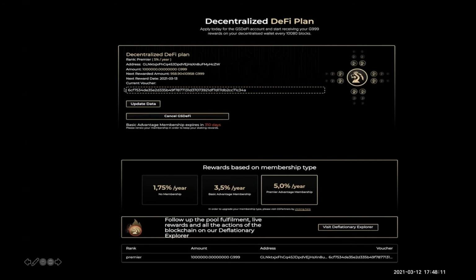So, just to go over it, I got 1 million coins sitting on my decentralized wallet. As you see, the address is a decentralized wallet. I'm making 5% annually. Guess what? They're paying me weekly. So they pay me out 958.90 G triple nines. And you see the next payday is tomorrow. So I'll get paid again tomorrow, 958. What I'm loving about this is this. I can cancel it anytime. Anytime I desire.